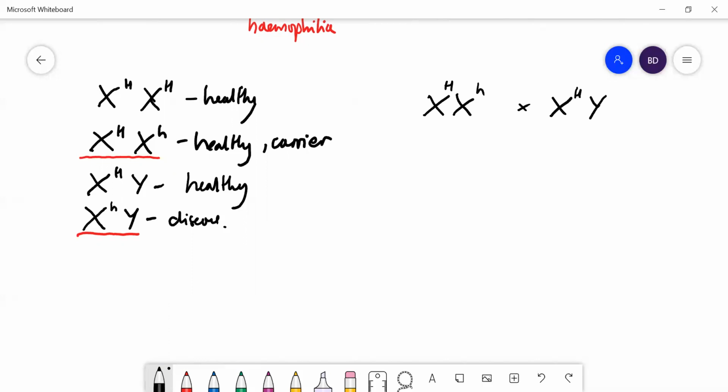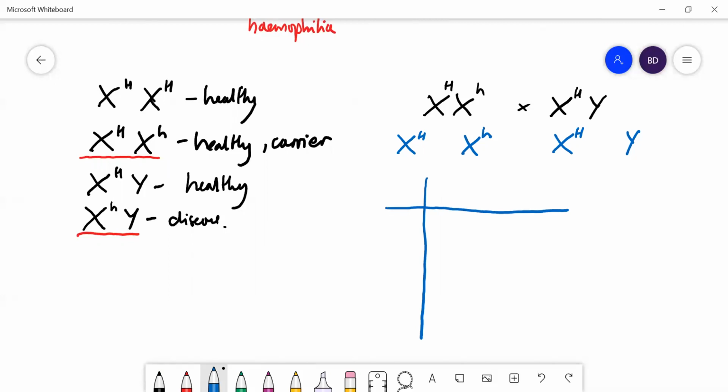So the gametes that they can produce are, well, the female, 50% of her eggs will have that X chromosome, 50% will be like that. The male, 50% of his sperm will have X chromosomes with a good gene on it, and 50% will be Y. The sperm will have Y chromosome, and that obviously has no gene at all for factor X. So we draw a little diagram in the usual way. We'll have the male gametes up here, and the female gametes here. And we can see how this is going to work out.